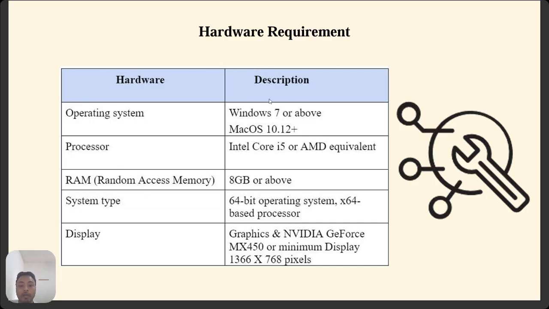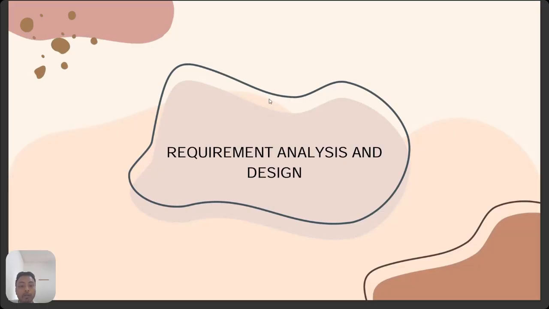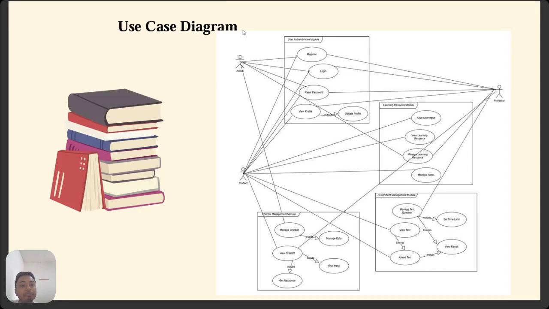Now we will discuss the requirement analysis and the design. First, the use case diagram. Here we have three main user roles: the first one is admin, then student, and the third one is professor. We have four main subsystems: the user authentication module, the learning resource module, the assignment or quiz management module, and the last one is the chatbot management module.